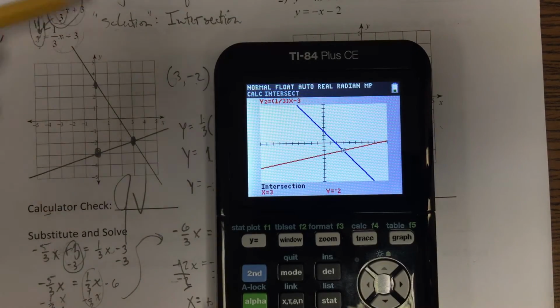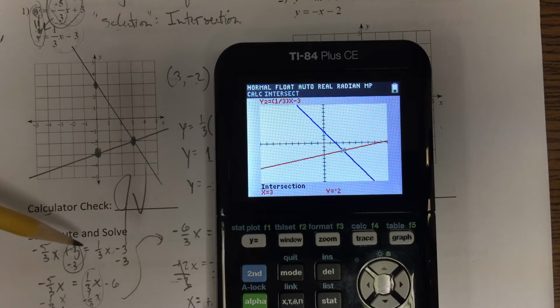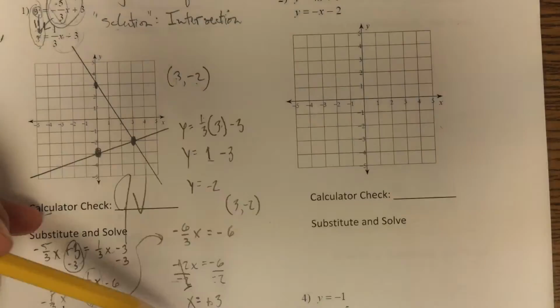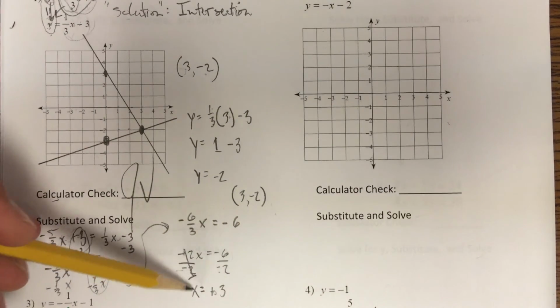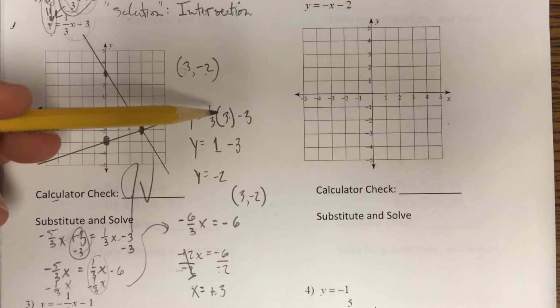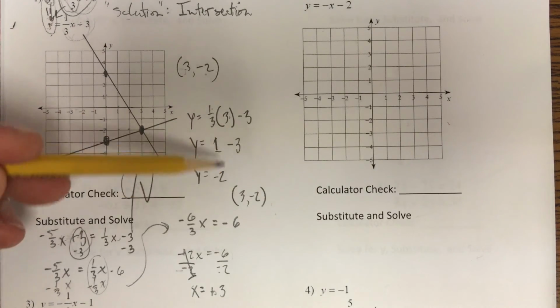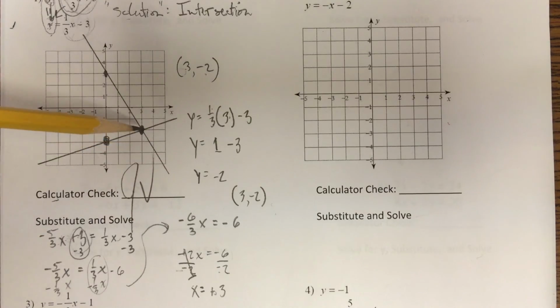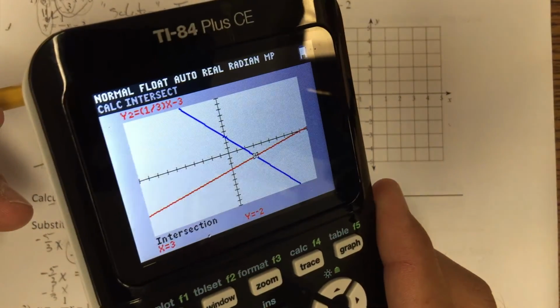So there you are. That's how we're going to do these problems. You're going to do them graphically. We're going to substitute and solve, and we're going to find x. Then you're going to take this value and substitute it again into one of the equations, and simplify and solve for both the x-coordinate and the y-coordinate. It should match your graph, and it should match your calculator.